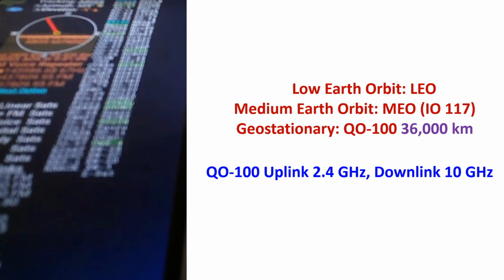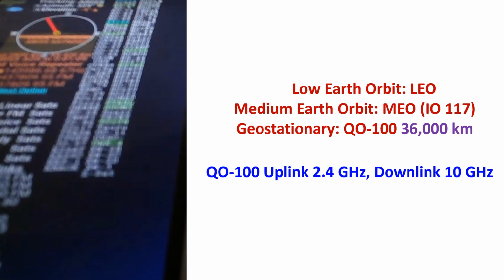That is a medium Earth orbit satellites. And then there is a geostationary satellite. The only geostationary amateur radio satellite around is the Qatar Oscar 100, launched a few years back. It is a geostationary satellite located about 36,000 kilometers above the Earth. The advantage of the geostationary satellite is that you don't have to do any Doppler tracking or rotate the antenna.